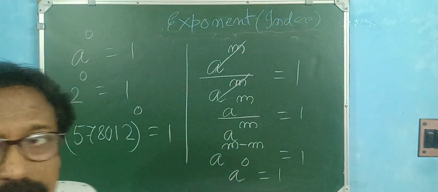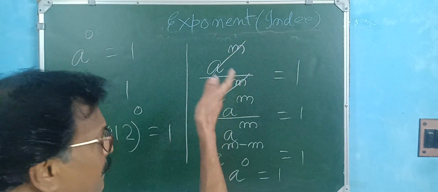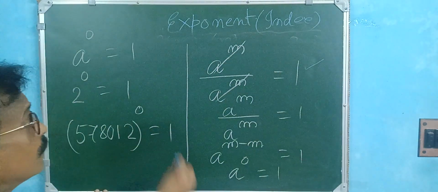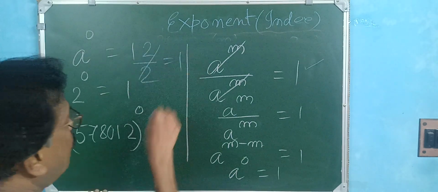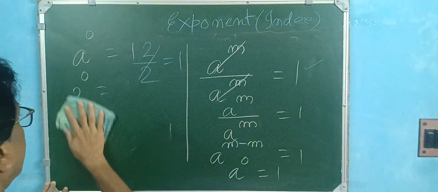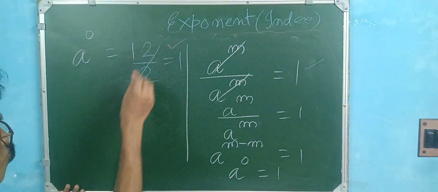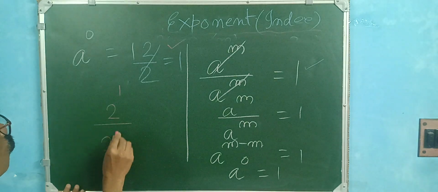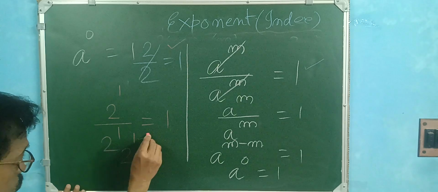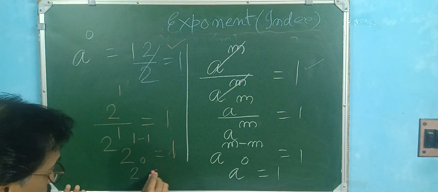Clear? Very interesting. Why is a to the power 0 equal to 1? Suppose a to the power m by a to the power n, that cancels to 1. Suppose 2 by 2, that is ultimately 1. Now here is another form. 2 by 2, you know, this is 1. Now 2 means actually 2 to the power 1. You know already this is 1. Now what is this? The bases are the same, in division the powers are subtracted, 1 minus 1, that is 0. Now 2 to the power 1 minus 1 is 2 to the power 0. So 2 to the power 0 is equal to 1.